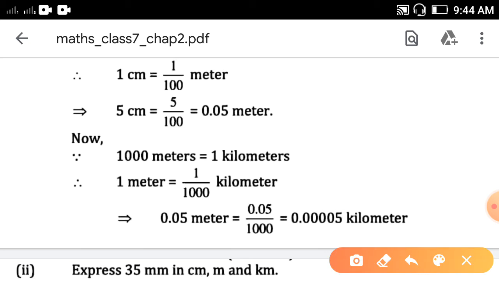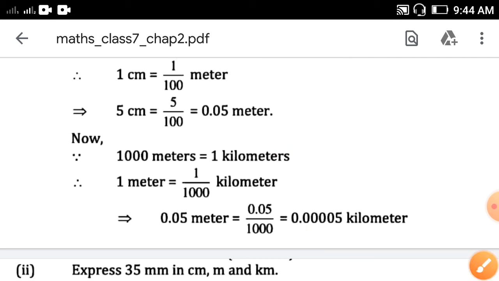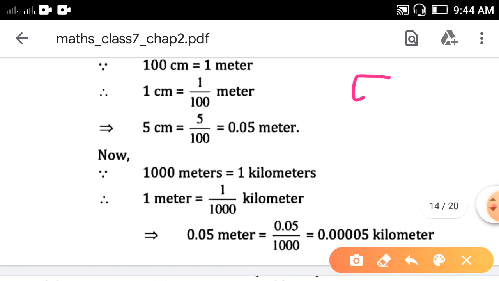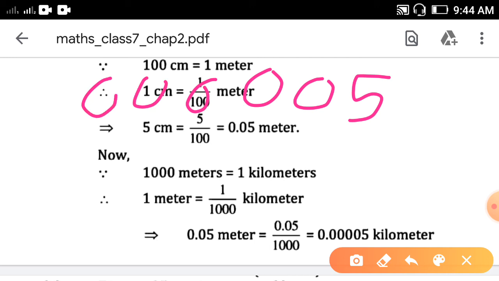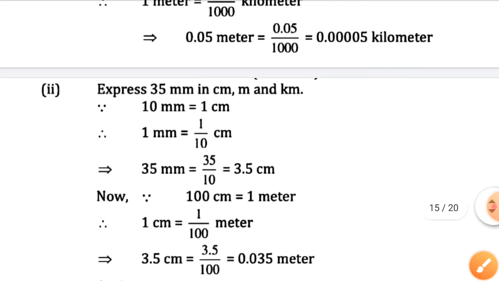So 5 divided by 1 lakh. How many zeros are there? So the decimal point should come after 5 digits, and only 5 is there. So what you can do here is write down 5, then put zeros randomly and count the digits from the right side: 1, 2, 3, 4, 5. Okay, and here you can put the decimal point. Okay, understood?